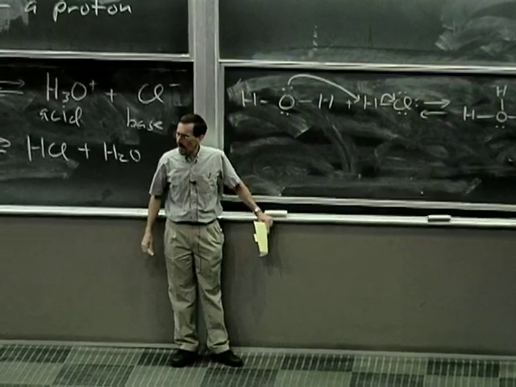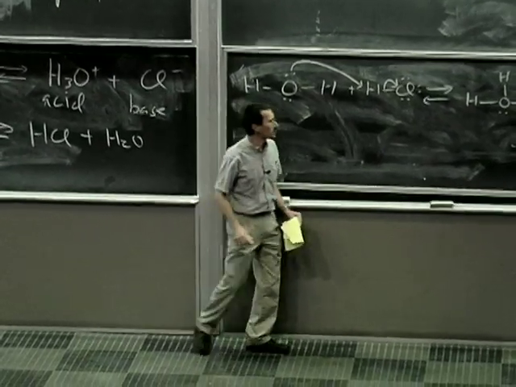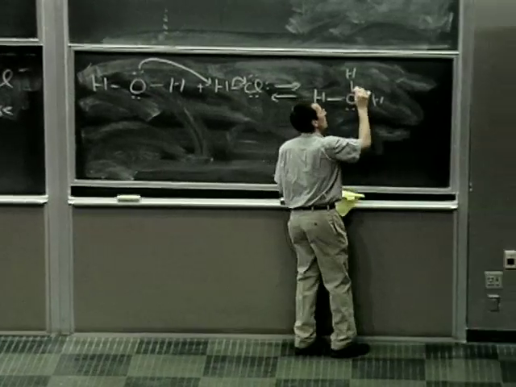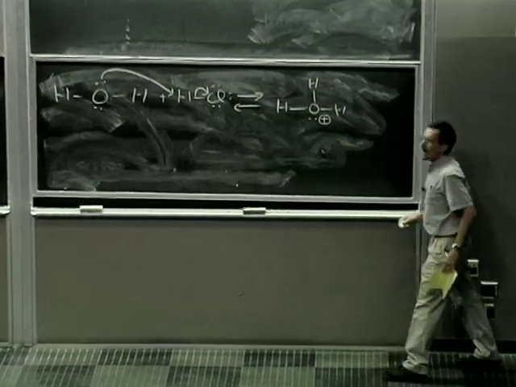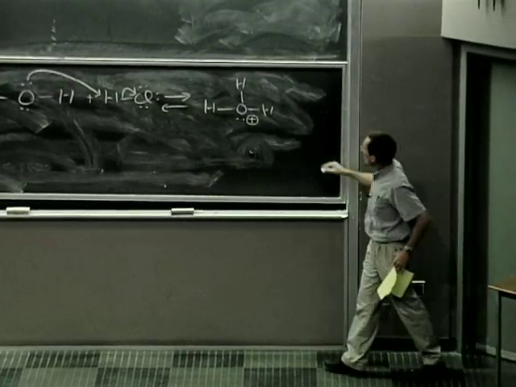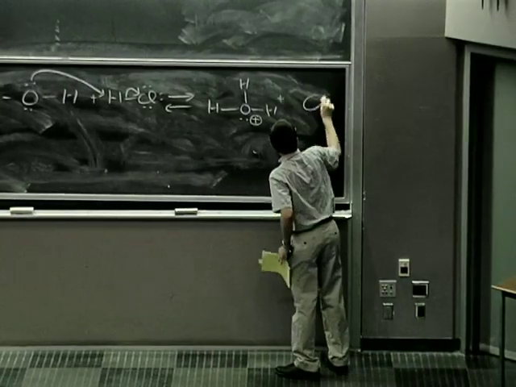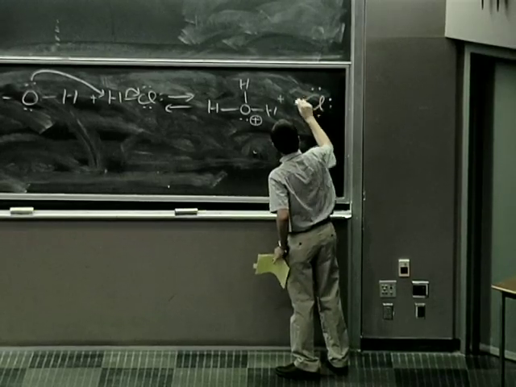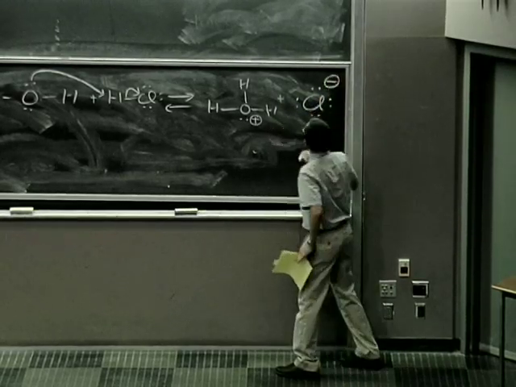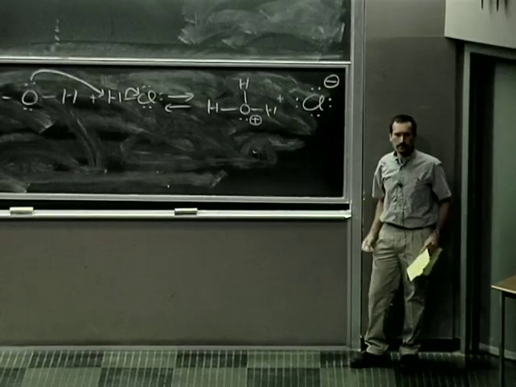We have a formal positive charge on oxygen. And now we get our chloride anion. We have 4 lone pairs on the chloride anion.